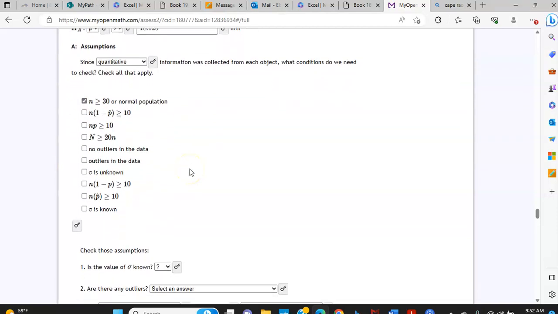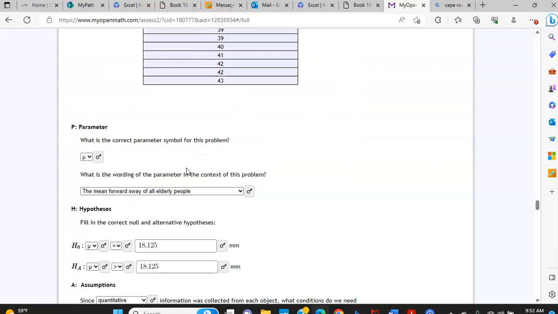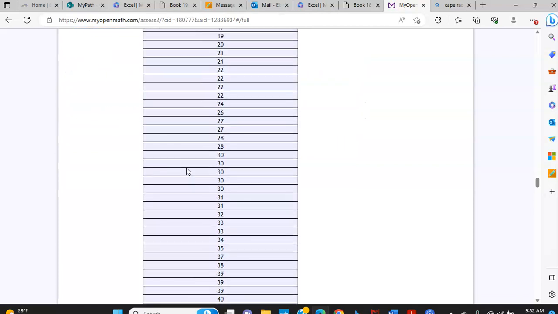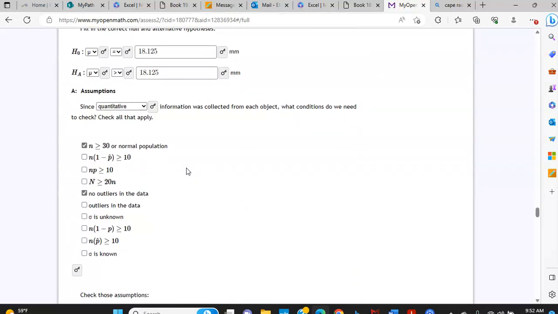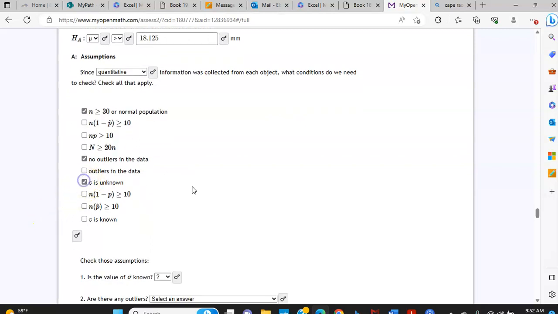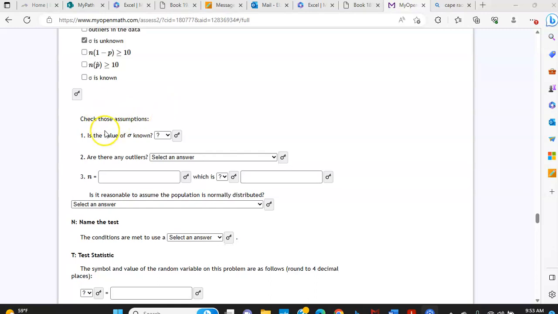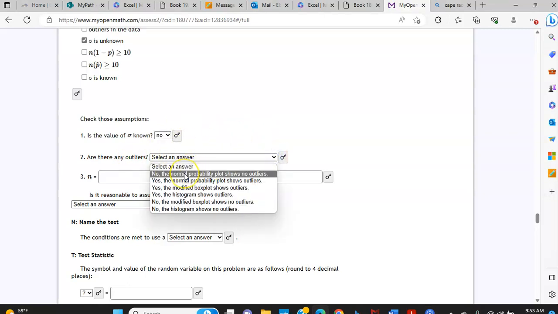If we're assuming normal, we don't want outliers in the data. And let's see, I don't think we had our standard deviation. Let's see, did it tell us? It did not tell us the population standard deviation. So the population standard deviation is unknown. Now, once we've chosen those, it asks us to check those assumptions. Is the value of this population standard deviation known? No, we said it was not. Are there any outliers? No.